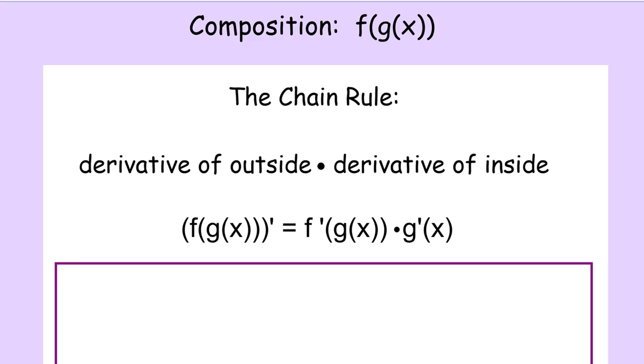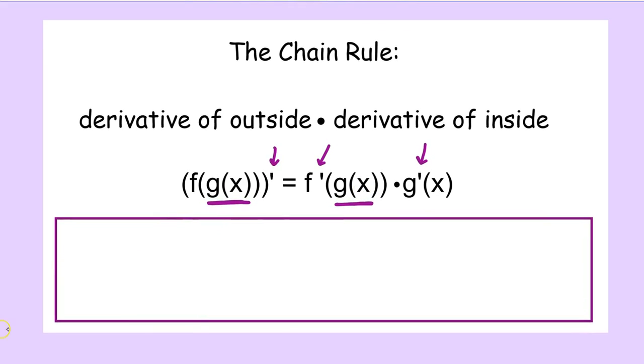Looking at it in terms of math notation, we're finding the derivative, so that's what the little prime symbol means, of f of g of x. And so here we see the derivative of the outside, that would be f prime, times the derivative of the inside, that would be g prime. But what I want you to notice here is that inside f prime is still the inside function. So it's not just an x there, but it's whatever the inside function is. And that will make more sense when we do our examples.